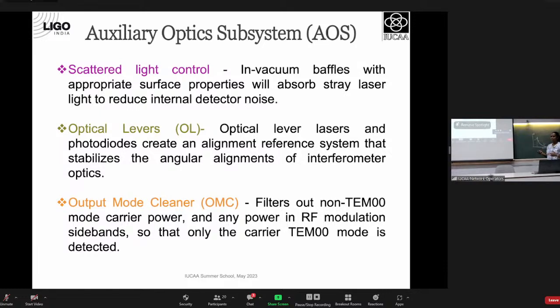And then we have optical levers. Now that the mirrors are inside, how do you probe the motion of the mirrors? We have what are called optical lever systems, where another helium neon laser goes and falls on the mirror and then reflects off of the mirror, and it's detected on a quadrant photodiode with 4 parts. Depending upon the position of the reflected light on the quadrant photodiode, you can say whether the mirror has moved up and down or sideways, so that the angular control of the mirror is done. So that is the optical lever system. And then we have the output mode cleaner. I've talked about that.